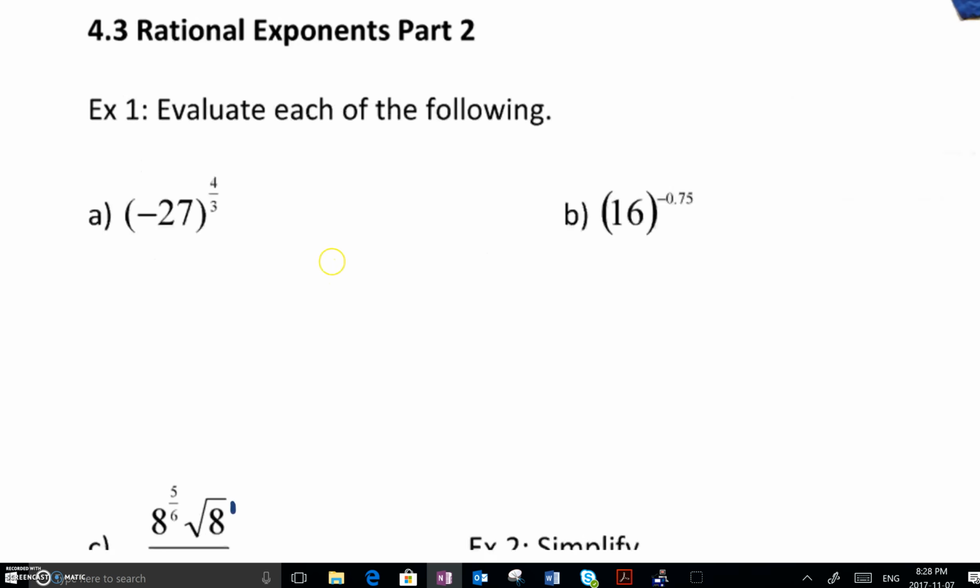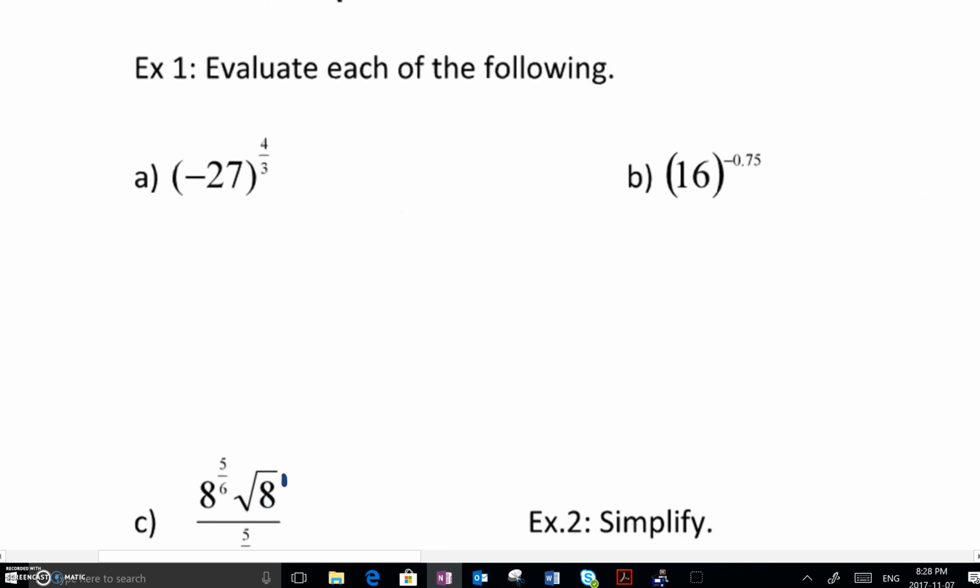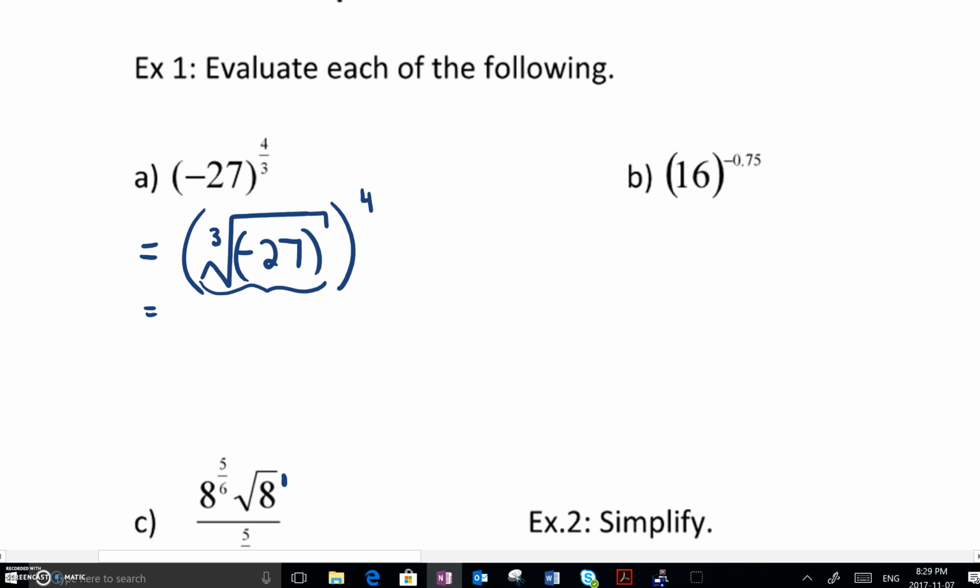So question A is a review of what we did yesterday. When you have an exponent that is a fraction, what you want to do is create a root. So I'm going to keep the bracket inside the root because it's there in the question. I'm going to take the denominator, put it where the index is, and put all this to the power of 4. At this point, I'm going to calculate the third root of negative 27.